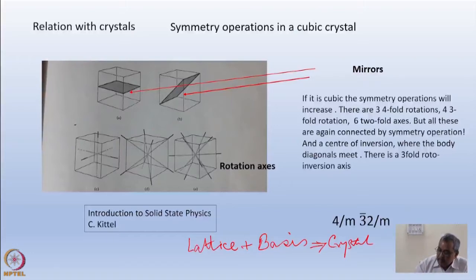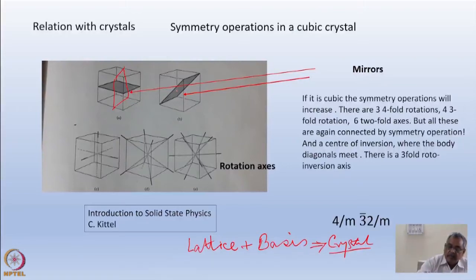So now this is the most symmetric structure in crystallography, a cubic structure. Please see that there is one plane here. There are also other planes which I can draw like this. But I can invoke those other planes by a symmetry operation. So I consider the ones which are inequivalent. There is one more mirror plane along the body diagonal.